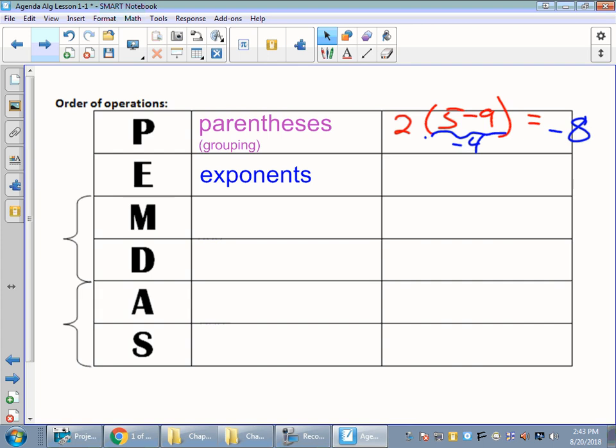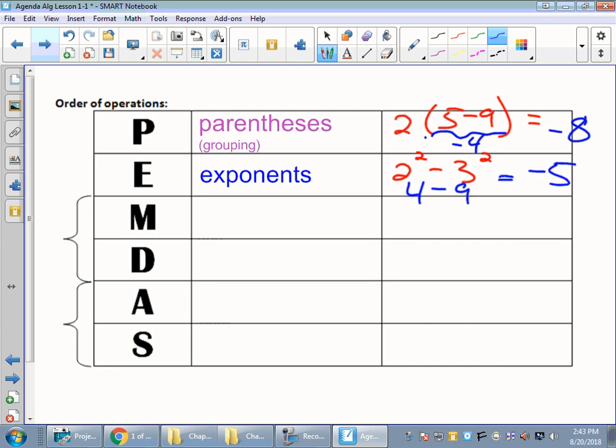Exponents. So you could have an expression that is, say, 2 squared minus 3 squared. In these problems, you have to take care of the exponents before you can actually subtract. So we're actually going to square these numbers and then subtract them. In this case, 2 squared is 4. 3 squared is 9. So 4 minus 9, and then we can get our equal sign here. 4 minus 9 gives us a negative 5 for an answer. So we had to do the exponents first. We actually have to square them first, then we can subtract because of order of operations.